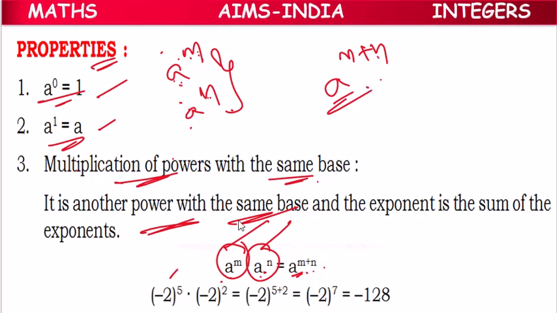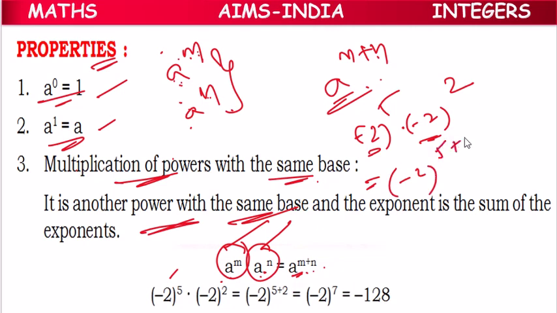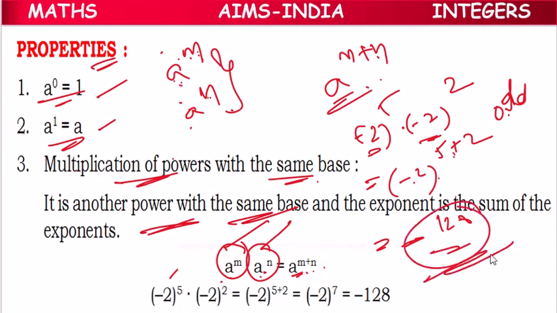So here minus 2 whole power 5 they have given, into minus 2 whole square they have given. Both the bases are the same. So we can write it one time and the powers we can add. 5 plus 2 is 7. This is an odd power. So that's why it will be minus 2 power 7. How much? Minus 128.